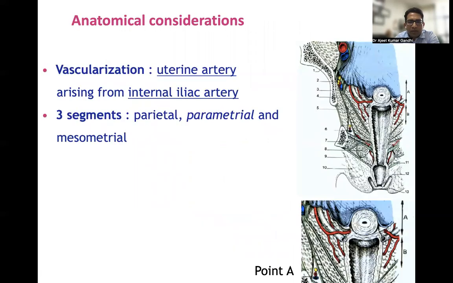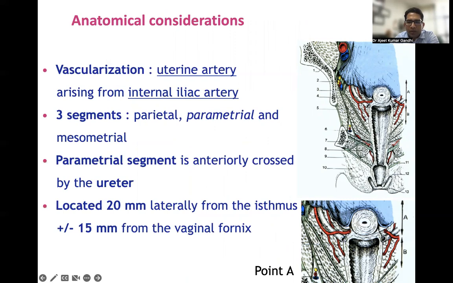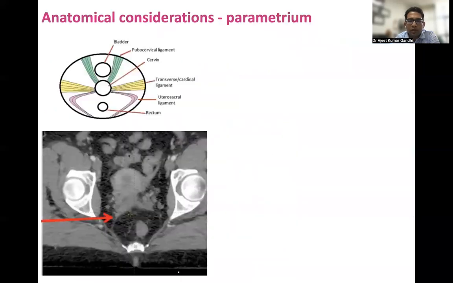The cervix is supplied mainly by the uterine artery, which arises from the internal iliac artery, and this uterine artery has three segments: parietal, parametrial, and mesometrial segments. And it is the parametrial segment which is crossed by the ureter, and this is roughly located at around 2 centimeters from the level of the isthmus, which corresponds to the traditional point A definition.